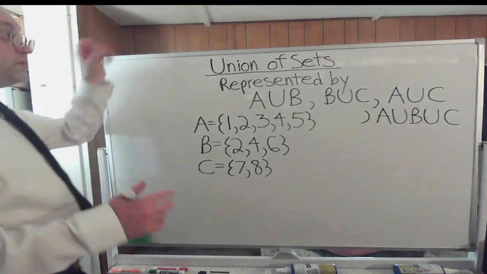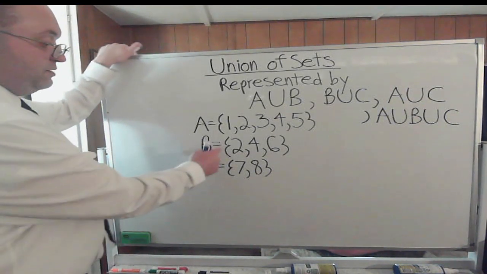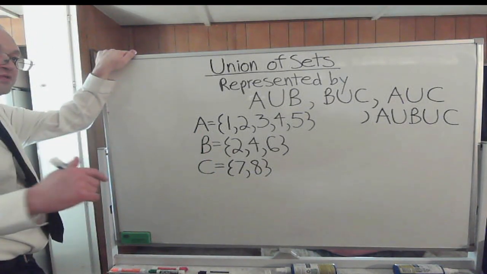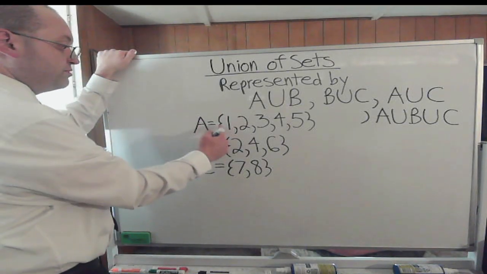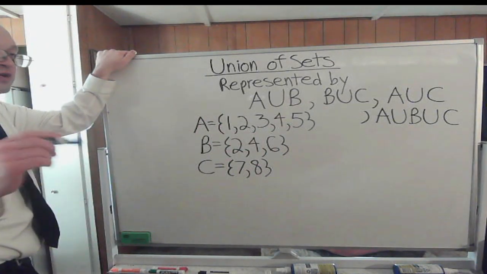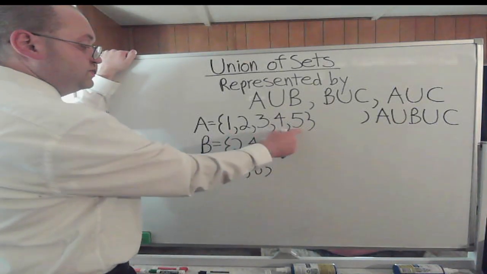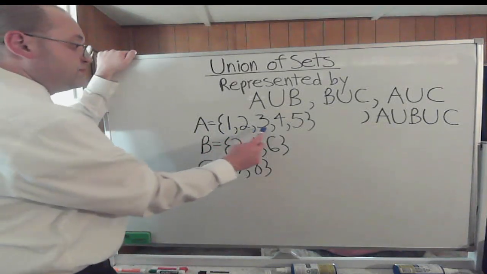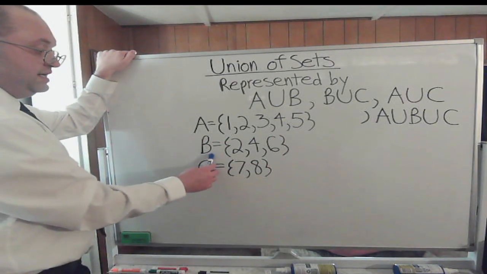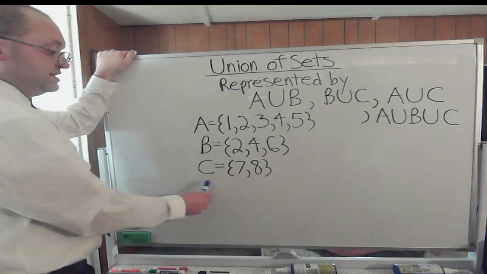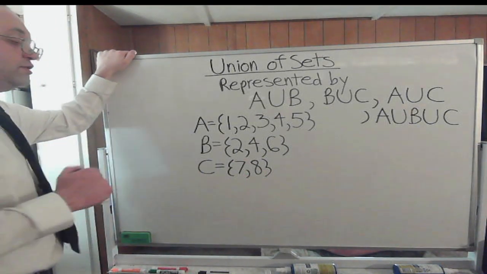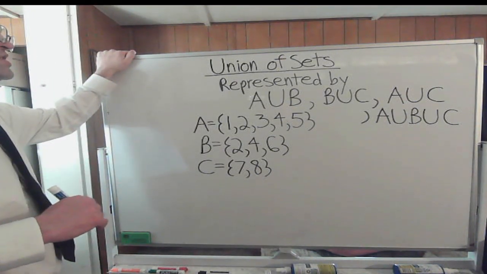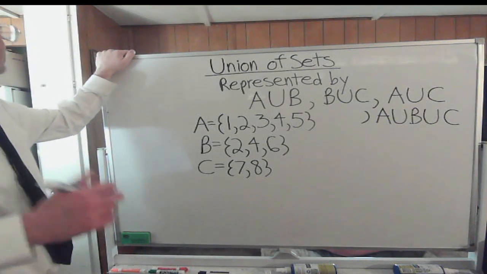So we have first what's called the union of sets. Let's begin with the sets here. You have set A, usually denoted by an uppercase letter, the set name. And then these curvy brackets you see are set notation. The numbers listed in those curvy brackets are the members of the set. Set A contains 1, 2, 3, 4, and 5. Set B contains 2, 4, and 6. Set C contains 7 and 8. Those are sets.